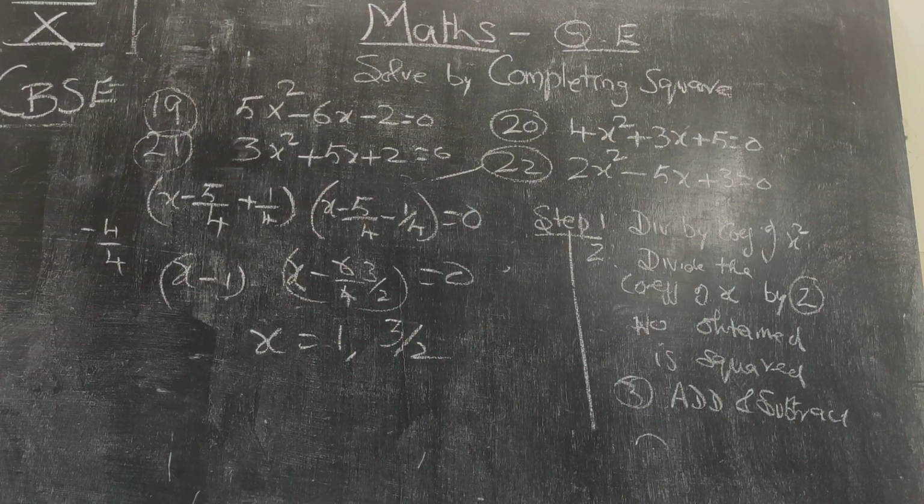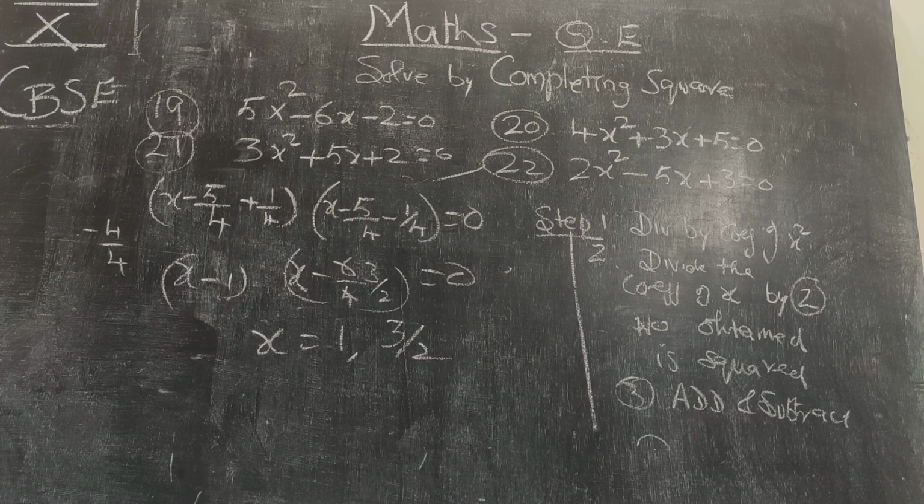So, for these problems, if they ask you to solve by completing the square method, you go with this. Otherwise, the choice is yours. You can factorize it as usual, or you can go by the formula x equal to minus b plus or minus square root of b square minus 4ac divided by 2a. But if they specify do it by complete square method, you have to go only by this method.